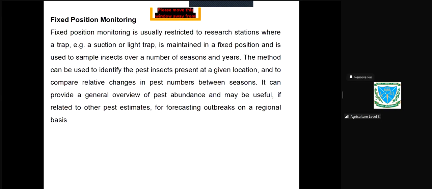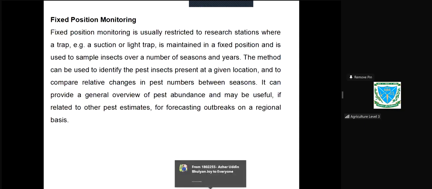It can provide a general overview of the pest abundance and may be useful, if related to other pest estimates, for forecasting outbreaks on a regional basis. So you see, this data is only used in a region, but for field-based monitoring, it is used for different regions. Clear? Sometimes the question asks to differentiate between field-based and fixed position monitoring. So from this discussion, you have to write this comparison.